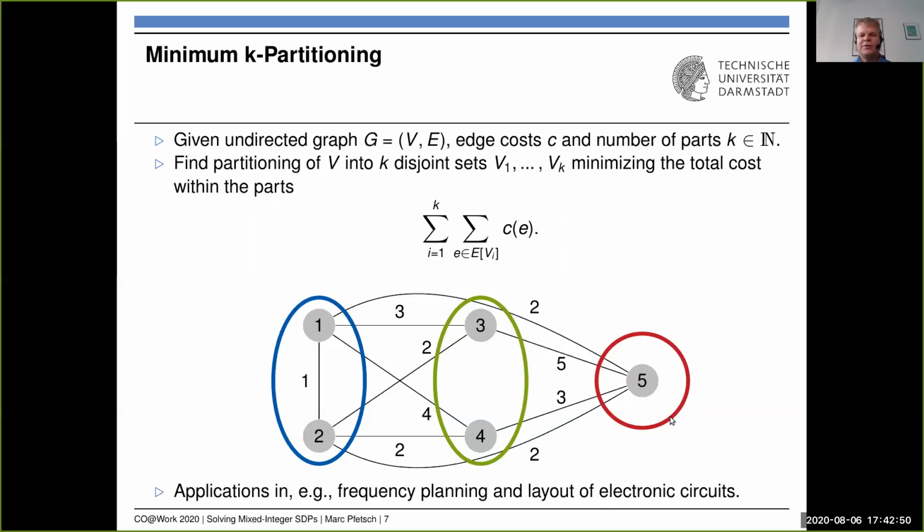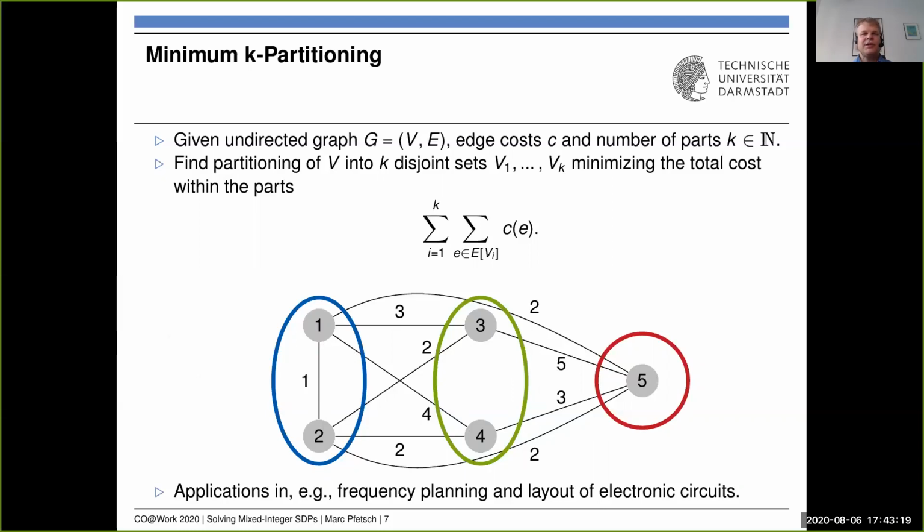So here in the picture, you see such a graph. You see the weights on the edges and one solution. This is for k equals 3, so we have 3 parts: blue, green, and red. And the cost of this is 1 because there's only one edge that runs within one of the parts, and it's this one here with weight 1. The other parts do not have edges within their part.